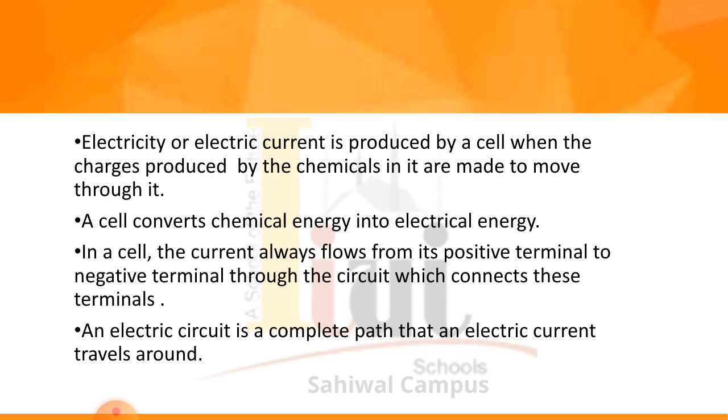So the electric circuit is the pathway by which an electric current travels. It may consist of different parts or components of a circuit, maybe a cell, a battery, a switch, and the device that we have to run with this electric current. So an electric circuit is a complete path that an electric current travels around.